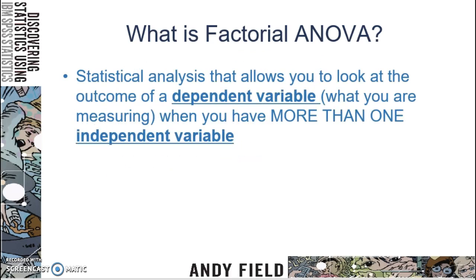So the question you might be asking is, what is factorial ANOVA, or what are factorial designs? It is a statistical analysis that allows you to look at the outcome of a dependent variable. Remember, your dependent variable is what you are measuring. When you have more than one independent variable, and remember, your independent variable is that which is going to influence the dependent variable. So I'm going to give you an example in a moment.